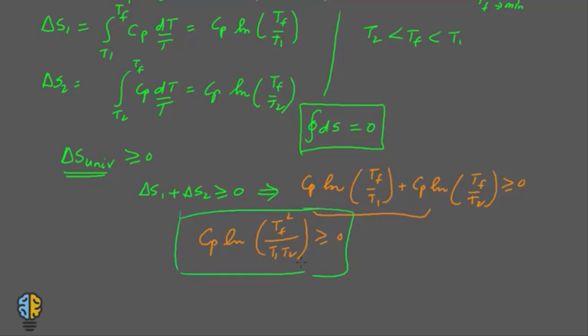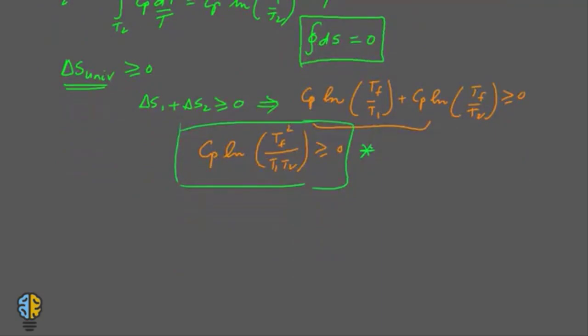Now from this equation, we can say that the Tf would be minimum. So for Tf to be minimum, because we are looking to find out the maximum work output, this complete value has to be 0, because the least value is 0 and the rest of the values are all greater than 0. So this becomes Cp log Tf square upon T1 T2. This has to be 0.